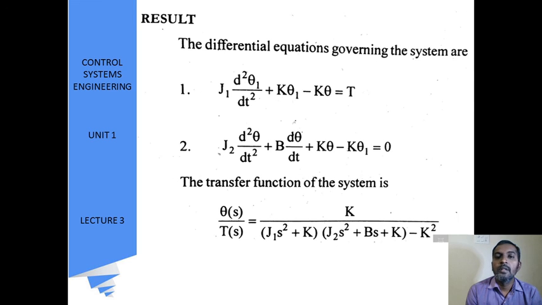Hence the required differential equations are J1 d square theta 1 by dt square plus k theta 1 minus k theta equals T, and J2 d square theta by dt square plus b into d theta by dt plus k theta minus k theta 1 is equal to 0. These two are the required differential equations, and the required transfer function theta of s by T of s is equal to k by (J1 s square plus k)(J2 s square plus bs plus k) minus k square.